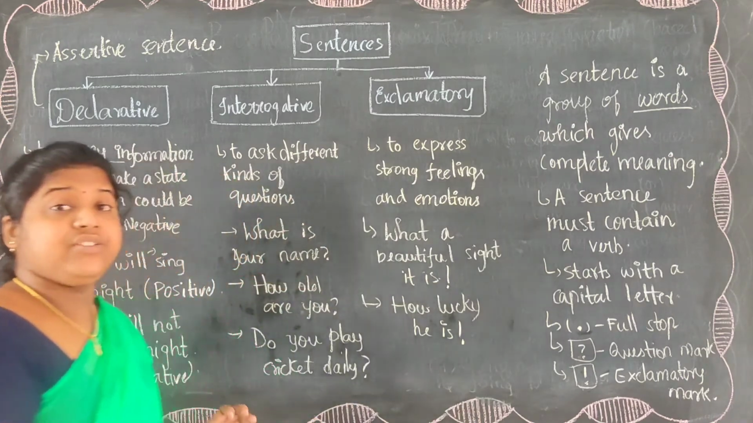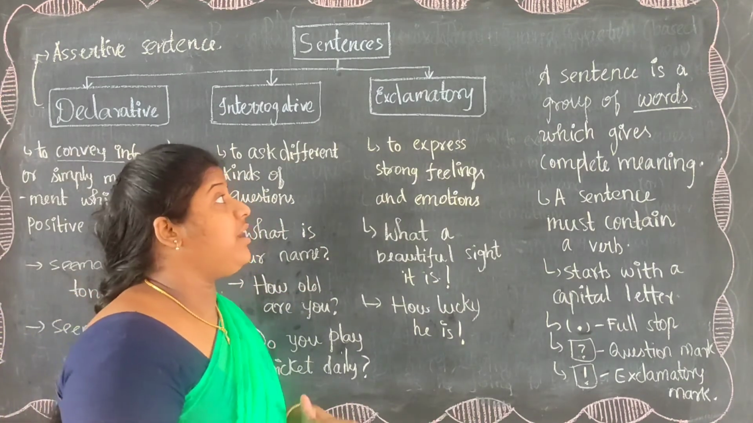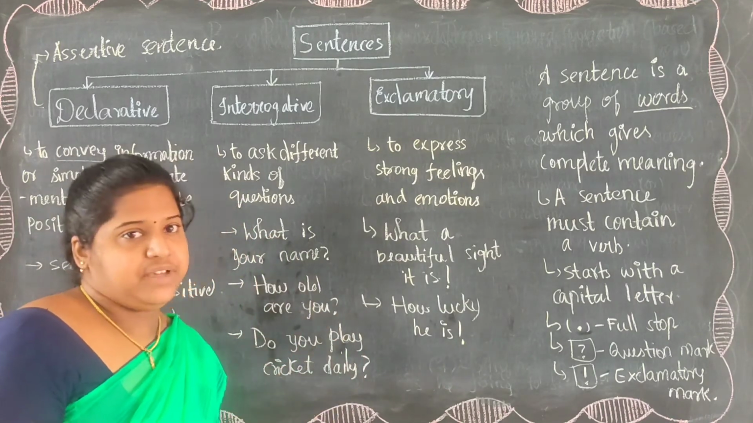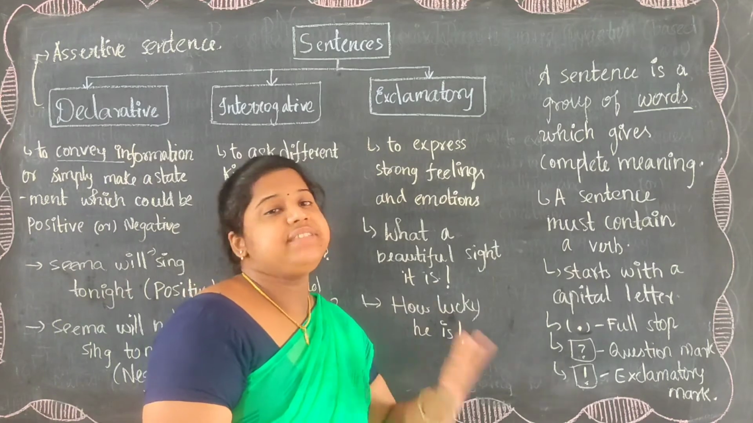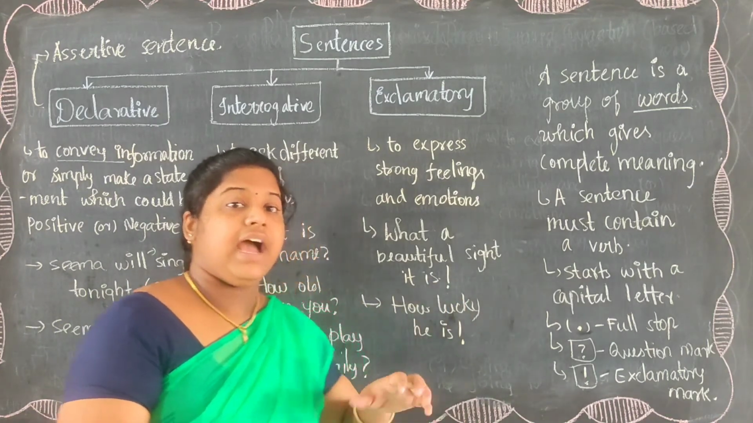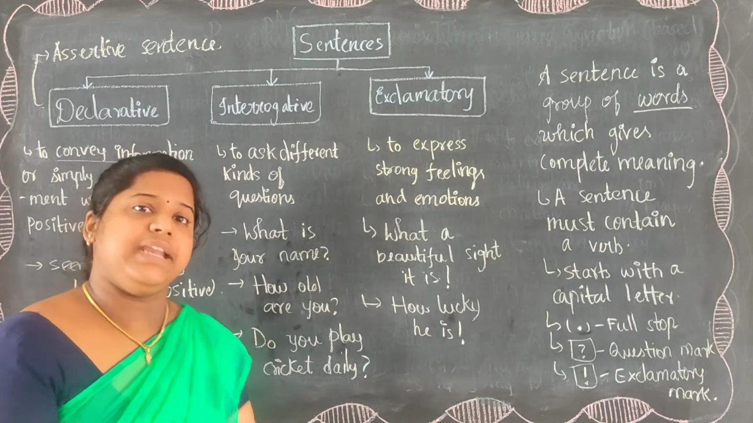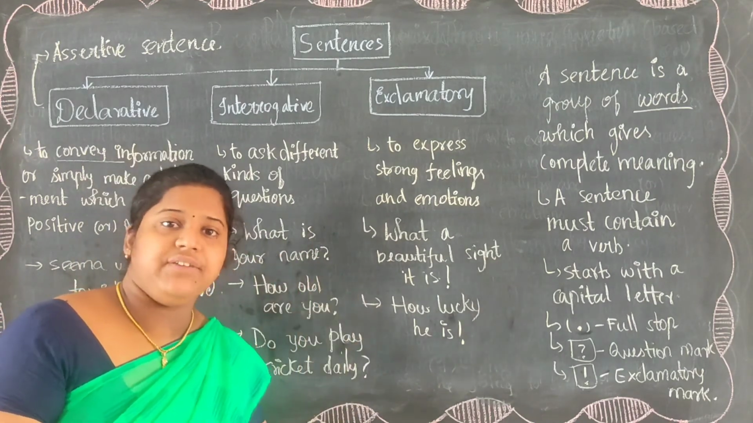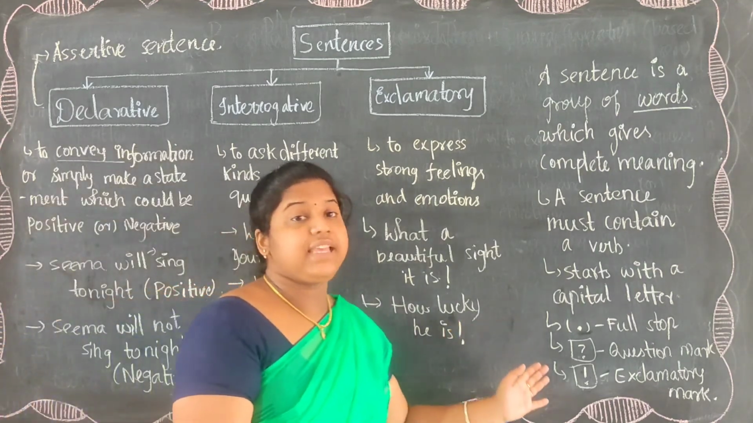Okay, students, have you understood these three types? See here, what are you learning today? Yes, you are learning about a sentence and its types. What is a sentence? A sentence is a group of words which gives complete meaning. Group of words give one meaning, and it must have a subject and a verb. And it always starts with a capital letter.